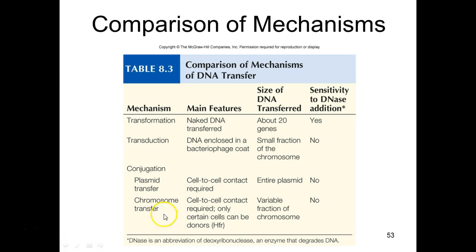The same with conjugation, whether it's a plasmid or part of a chromosome being transferred, those cells are joined with each other, right? The DNA is traveling through that protein tube. It's never in the environment. So if there's DNases in that environment, they're not going to destroy that DNA. That DNA is protected as it travels from one cell to another.